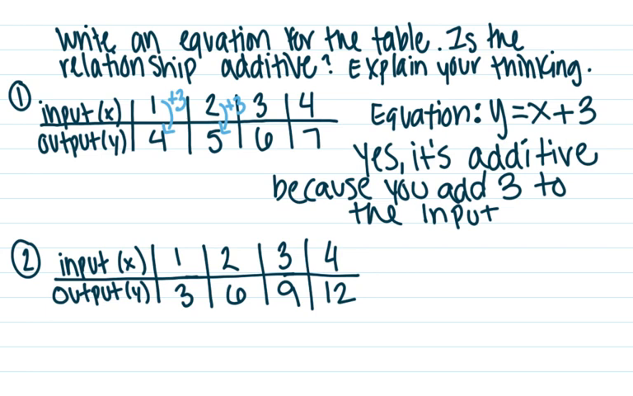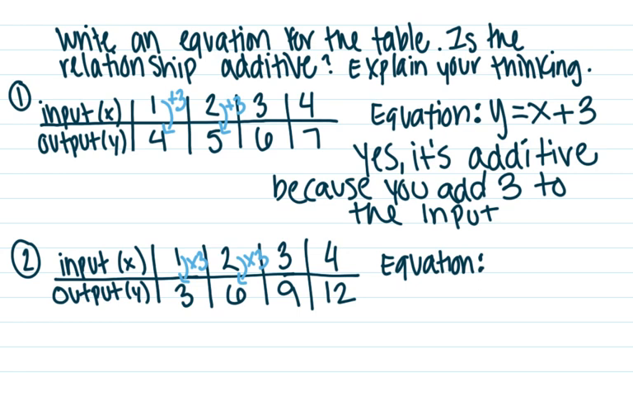Let's take a look at number 2 here. On number 2, I could be multiplying by 3, or I could be adding 2. So 1 plus 2 is 3. Is 2 plus 2 equal to 6? No, it's 4. So let's see, I think I'm multiplying here. Times 3, 2 times 3 is 6. Yeah, it is. So let's write that equation.